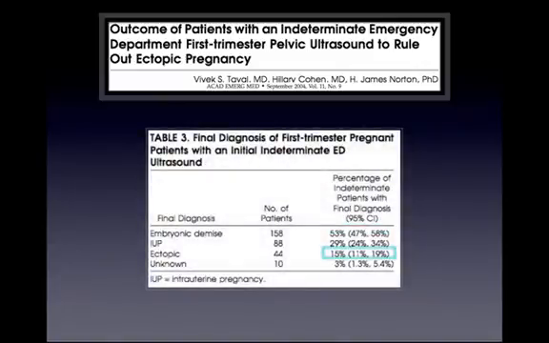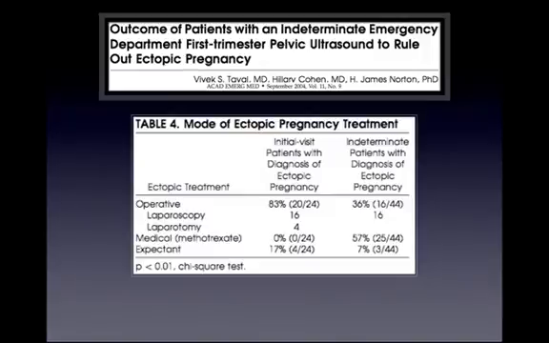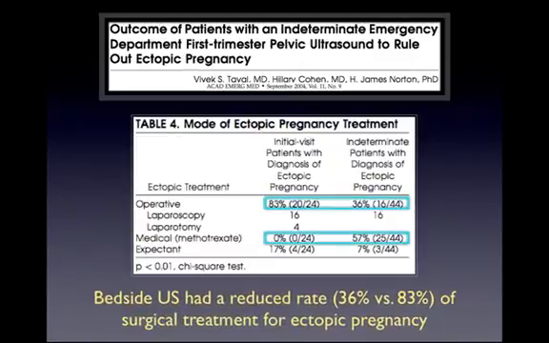On follow-up of those 20% of indeterminate ultrasounds, 15% had an ultimate diagnosis of an ectopic pregnancy. All ectopic patients were followed for their mode of treatment, either medical methotrexate or surgery. In ectopic patients diagnosed on the initial ED visit, 83% were treated surgically compared to only 36% of patients who had an initial indeterminate ultrasound.